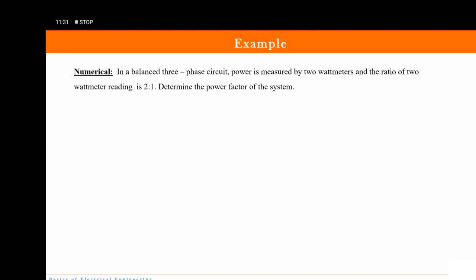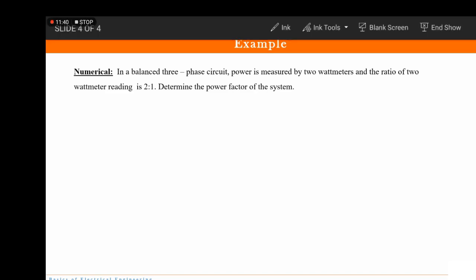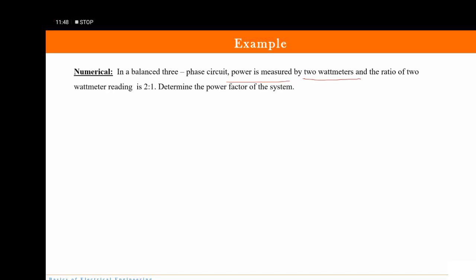Now the next numerical says that in a balanced 3-phase circuit, the power is measured by 2 wattmeter. Okay, it means this is the numerical from power measurement and we are using 2 wattmeter method. Fine. Then it says the ratio of 2 wattmeter reading is 2:1. Okay. Determine the power factor. Fine.